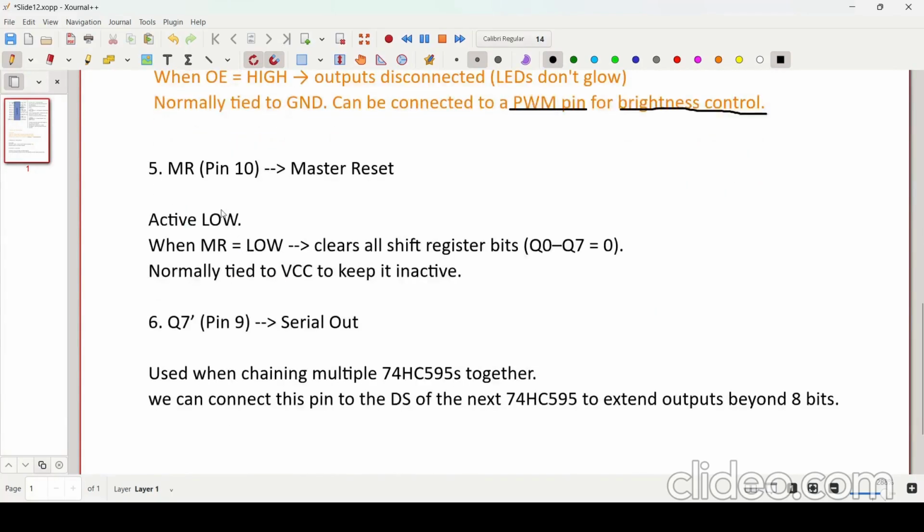Now here is the important pin, the MR pin, master reset, pin number 10. So when MR is low, that means all the shift register bits will be cleared. That means Q0 to Q7 we will get zero output. And we normally connect this pin to the VCC to keep it inactive.